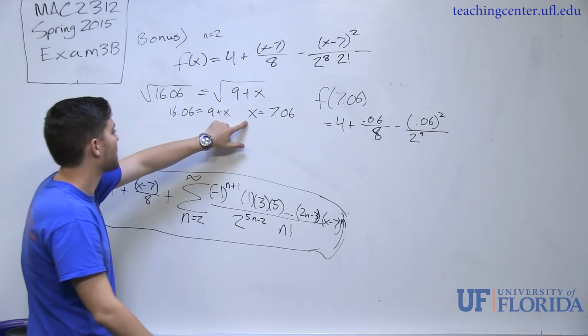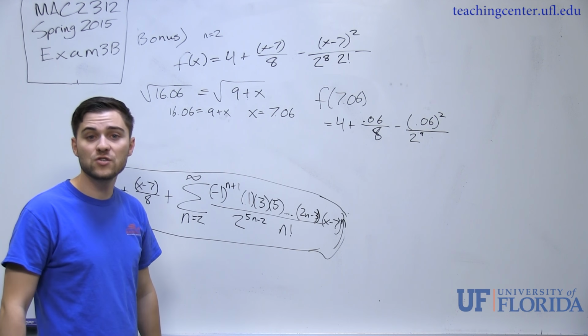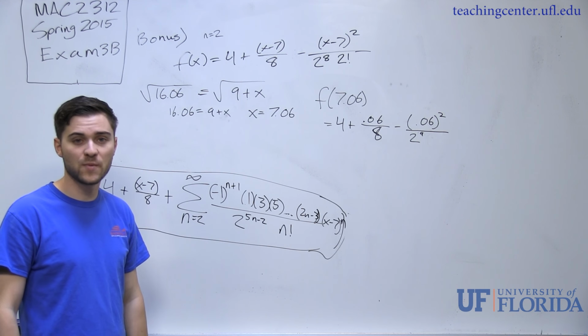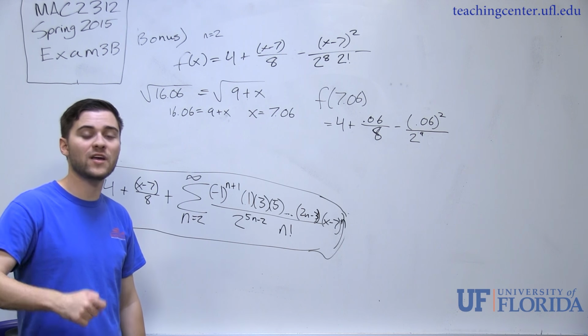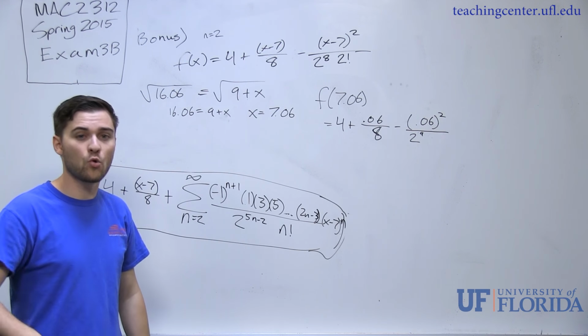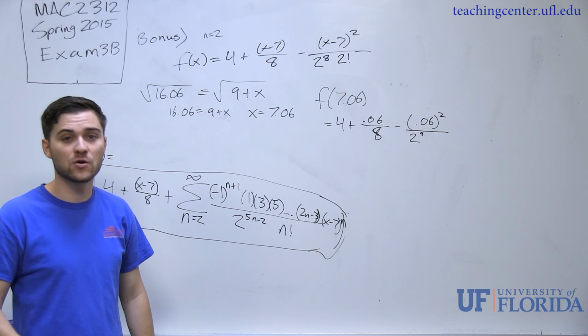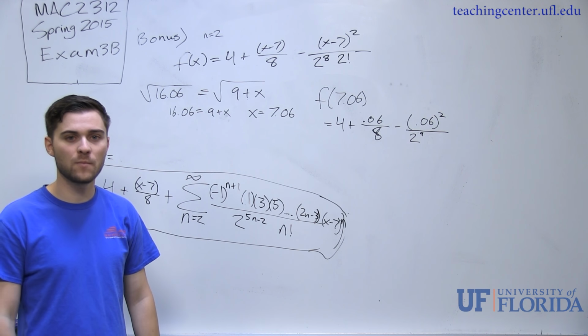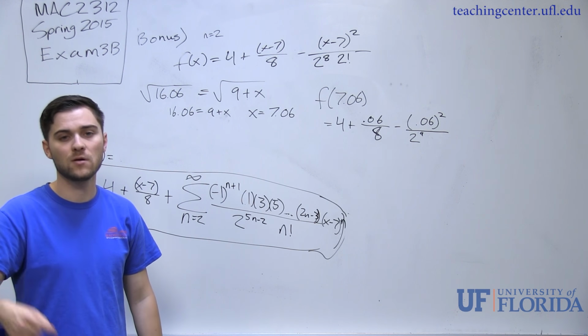All you're doing is you need to figure out what x value you need to plug into your second order Taylor approximation. Remember, second order means that you want to expand it until you get to the n equals 2 term. So in this case, my second order Taylor approximation has 3 terms. It's not just the n equals 2 term, it's the 3 terms that lead up to n equals 2.